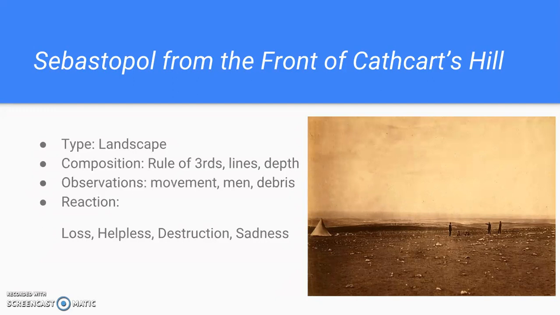As for my first observations, I noticed the movement of the men as one man has his arm up, and also the debris all over the ground. So I feel like there was definitely something happening here, maybe a conflict. And this makes you feel very lost and helpless because you can see that there was a lot of destruction, and there's three men in this wilderness, and it makes you feel kind of sad.